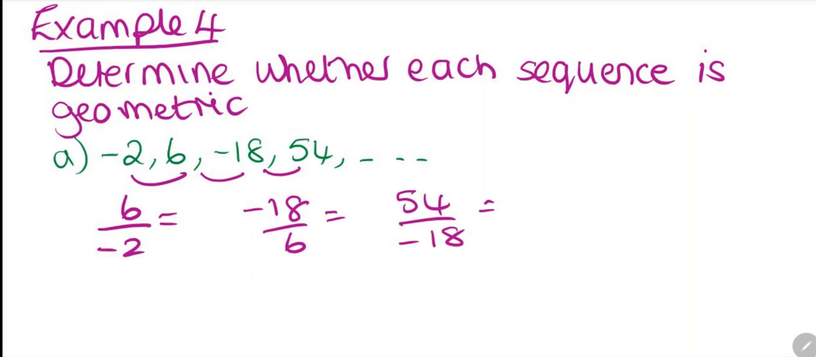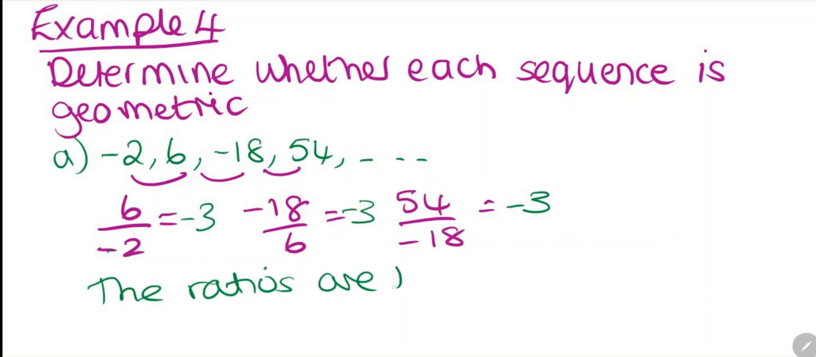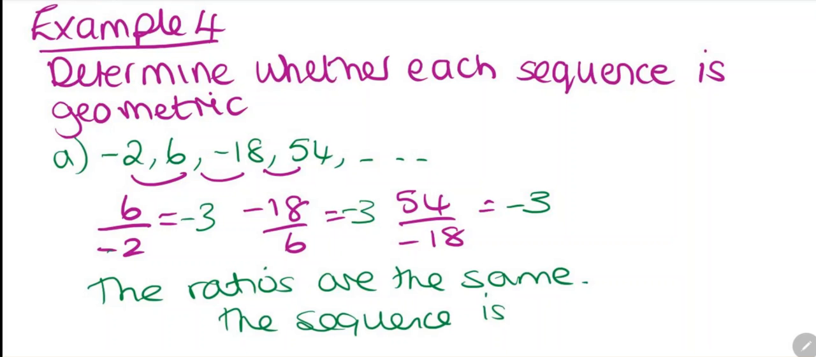So if I divide my terms, 6 divided by -2 is -3, -18 divided by 6 is -3, and 54 divided by -18 is -3. So the ratios are the same. Because the ratios are the same, okay, the sequence is geometric.